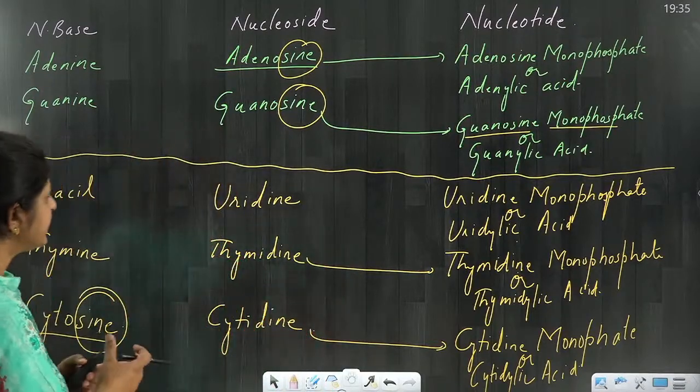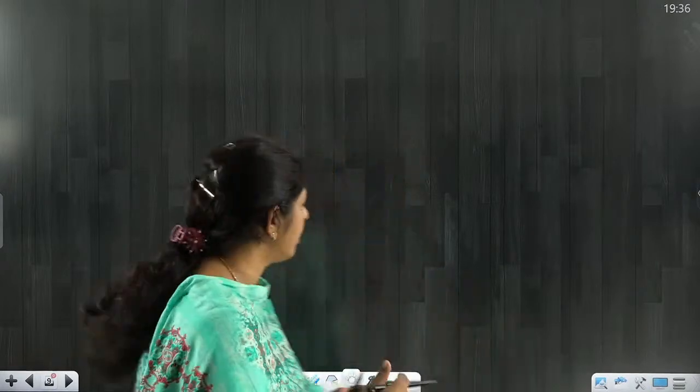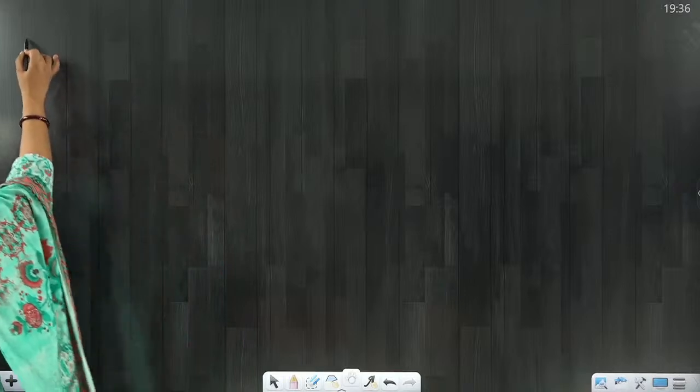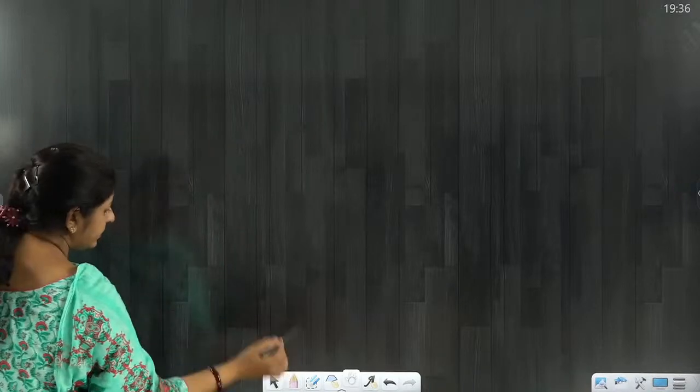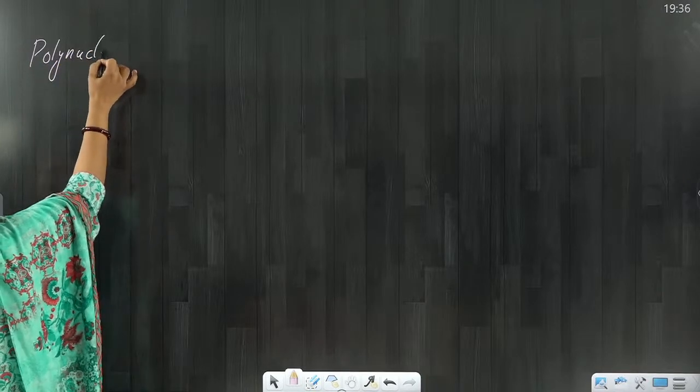Coming to our next important topic, which we have to discuss now, the nucleic acid. Now we have to assemble the nucleotides to create a long chain of polynucleotides, which you call a polymer. Now if I want to make a polynucleotide, then how will it be created?